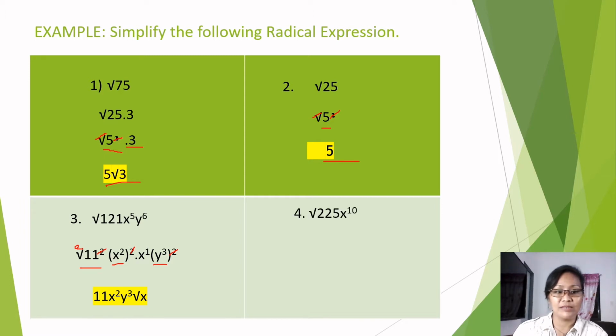Next example, square root of 225 x to the 10th power. So 225 can be 15 times 15, or we can write it in exponential form, 15 squared. And for the exponent of the variable, 10 divided by 2 is 5. Therefore, we have here x to the 5th power times 2 outside. Next, of course, we're going to cancel the perfect root by extracting it. So, cancel, cancel, cancel. Then the final answer is 15 x to the 5th power.